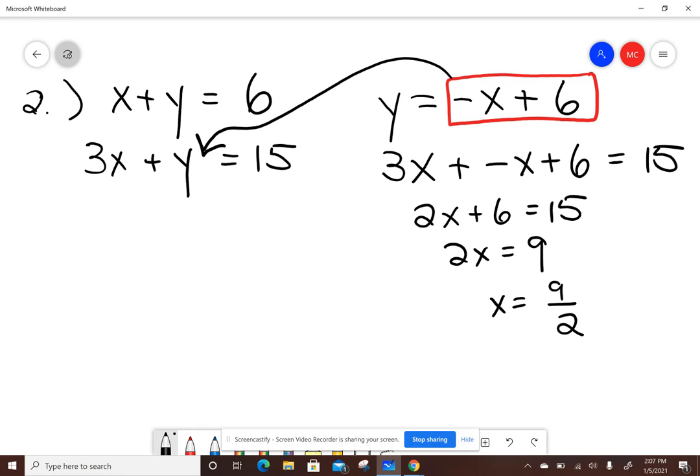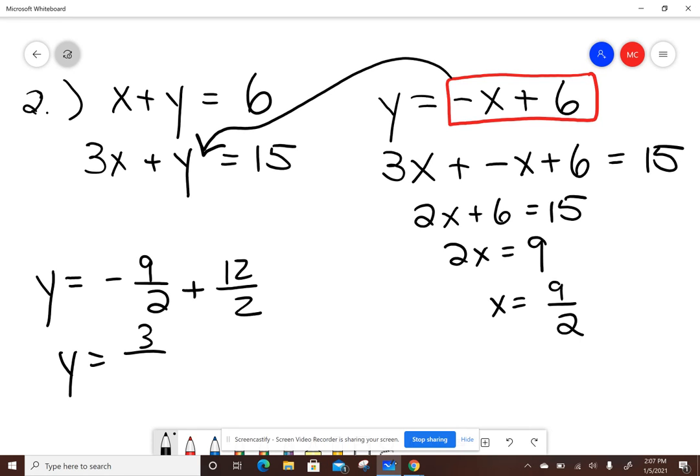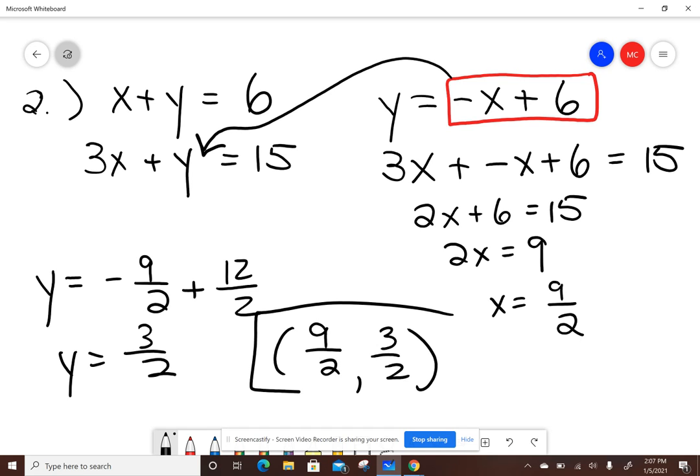Okay, now I know y equals negative 9 halves plus, instead of writing 6, I'm going to write 12 halves. So I know y equals 3 halves. So my ordered pair is 9 halves, comma 3 halves. That's my answer. And I plug it back into both equations.